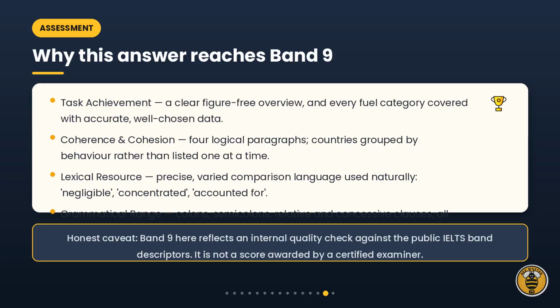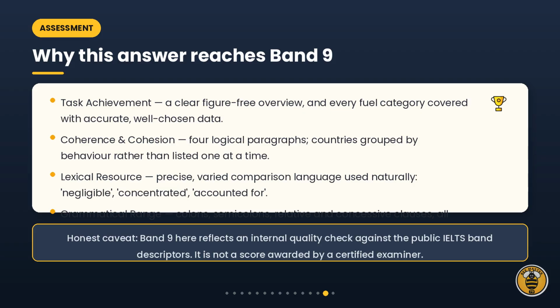So why does this answer reach band 9? Task achievement. There is a clear, figure-free overview, and every fuel category is covered with accurate, well-chosen data. Coherence and cohesion. 4 logical paragraphs, with countries grouped by how they behave instead of listed one after another.